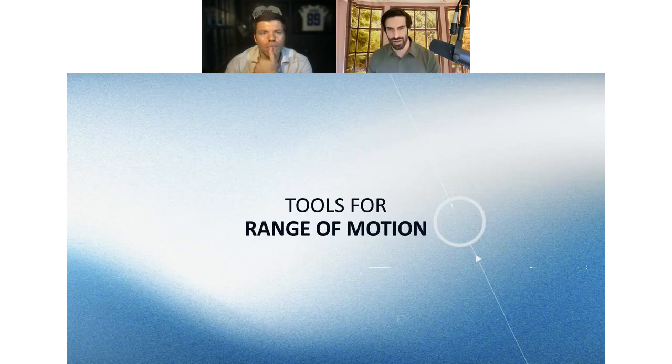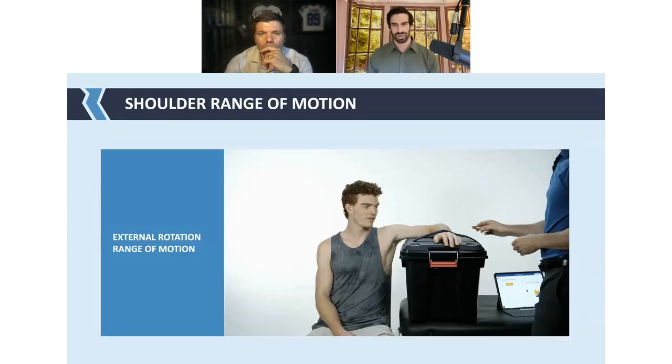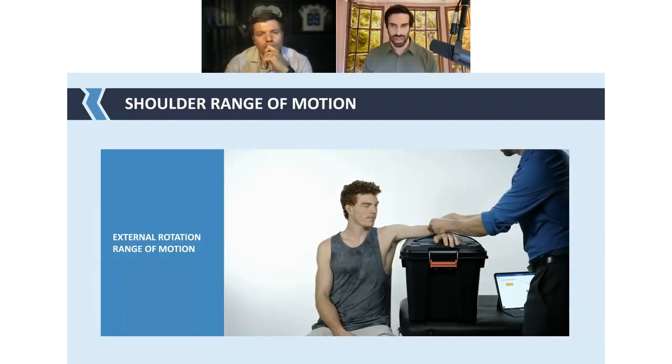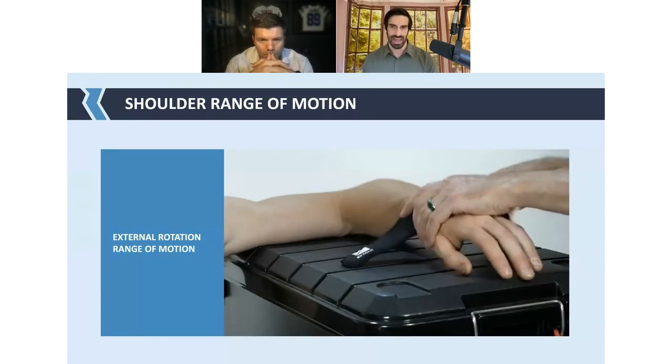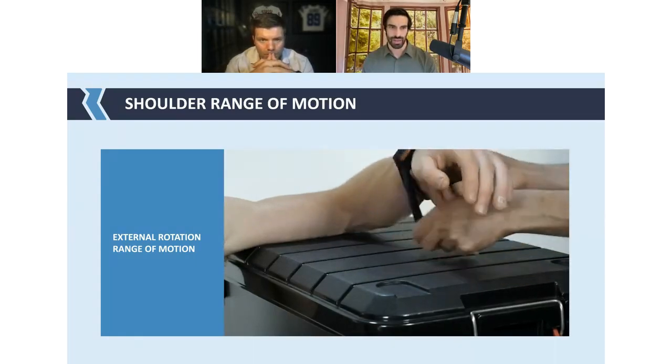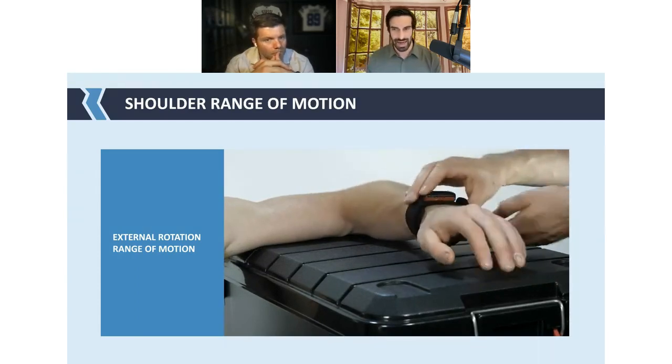So I think finally, also there's not just dynamometry, there's also range of motion tools. We have a goniometric protractor. We have smartphones where you can either draw angles on the smartphone or use it as an inclinometer. And then there's other external devices. And so here's an example of measuring external rotation utilizing a tool at the distal radius and ulna, where you can mechanically get the exact range of motion.